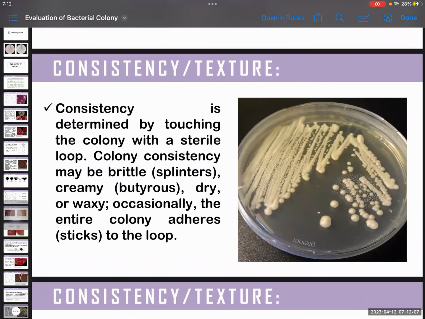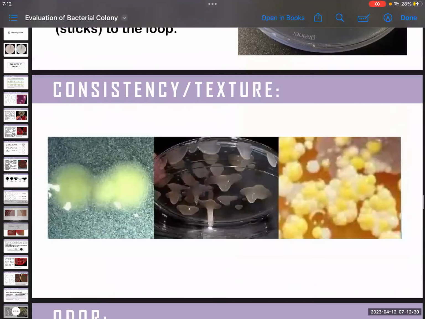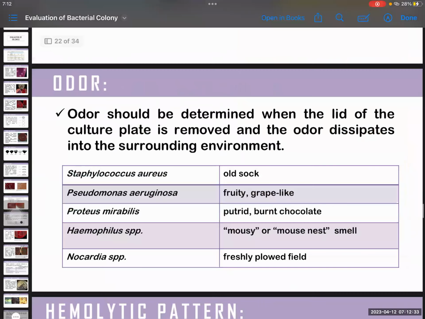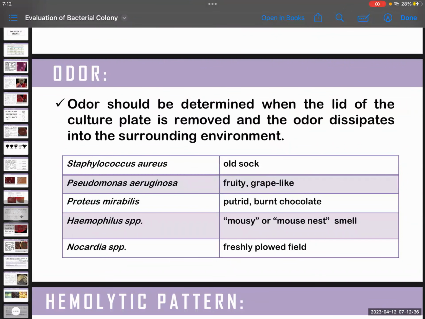So we also have the consistency or the texture. We can determine this by using an inoculating loop. Observe or touch the colonies using a sterile loop, and you can describe it as maybe brittle, creamy, waxy, or dry. So there are consistencies and odor. Aside from pigment production, the very definitive characteristics would include odor.